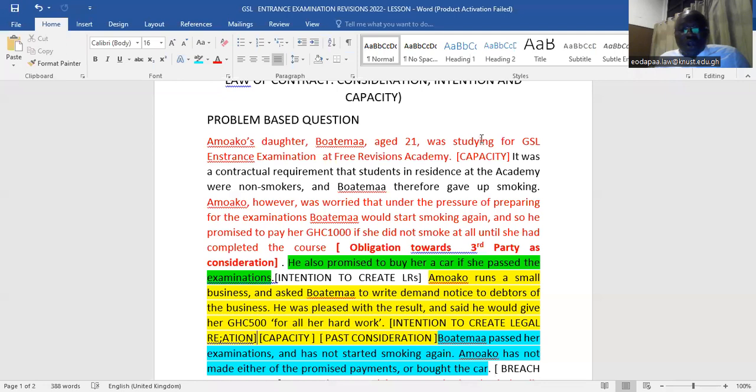I think we saw one issue as whether performance of a pre-contractual obligation to a third party can be a sufficient or good consideration. I think there's an issue like that in relation to the promise by Amoako to pay 1,000 Ghana cedis to Boatemaa. Should Boatemaa not smoke again?